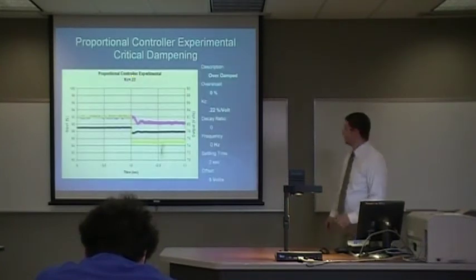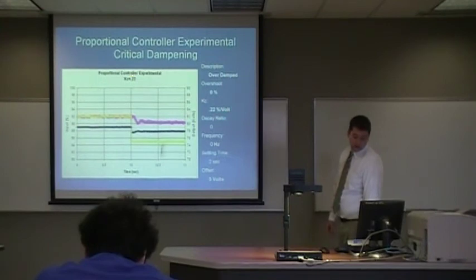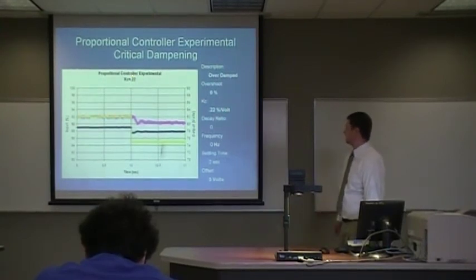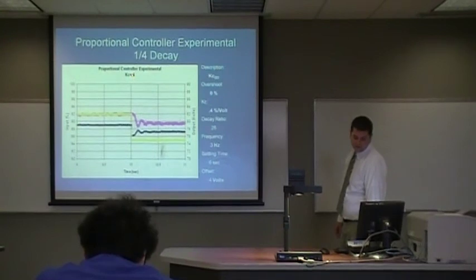Now we'll start looking at the experimental results for critically damped. Kc value only 0.22% per volt, which I think was actually closer to the other one, settling time 0.2 seconds, and an offset of 5 volts. This is where it starts to deviate from the modeling substantially. The Kc value for this is only 0.3% per volt, and the offset's still around the 5 volt range.